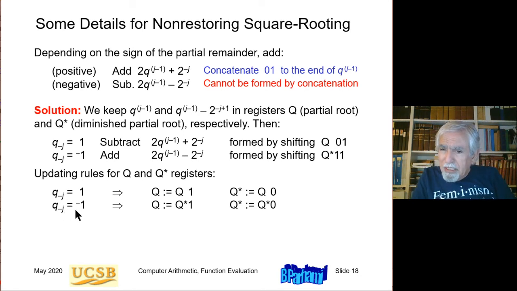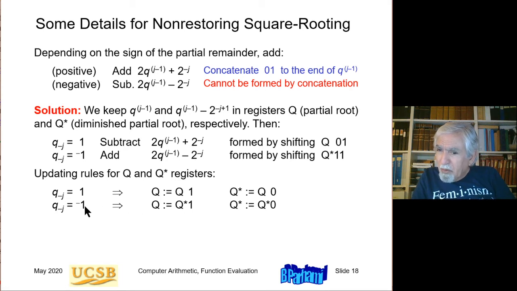If I decide that the quotient digit should be -1, then Q will be updated by putting the value from Q star, appended with 1. Remember, this is 1 unit less up to this point.